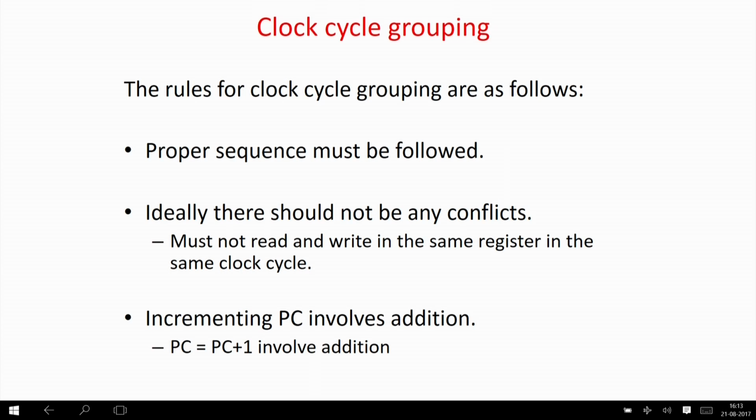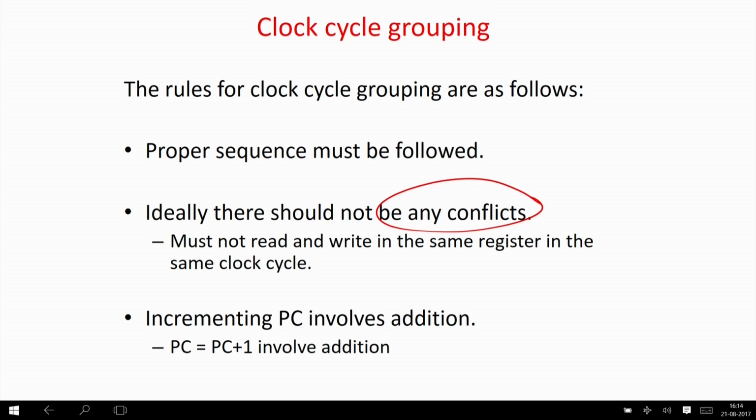That is, I cannot get the data before I put the register in the address. That cannot be done. Proper sequence should be followed. Ideally, there should not be any conflicts. There cannot be any race condition or a conflict of interest kind of a thing. That is, I want to read from that register, at the same time you cannot write to the register. Those instructions are called conflicting instructions because they are using a common resource for either read or write. So, you cannot do it at the same time, and the program counter always involves an increment.